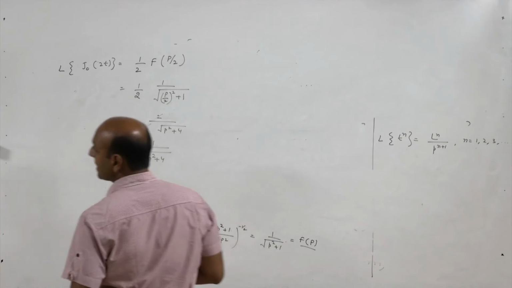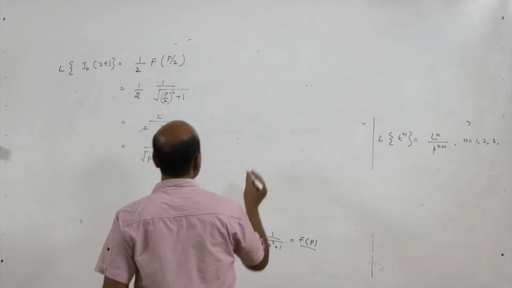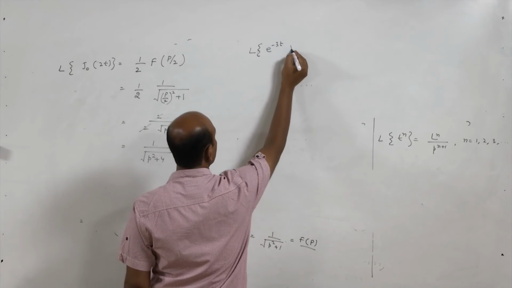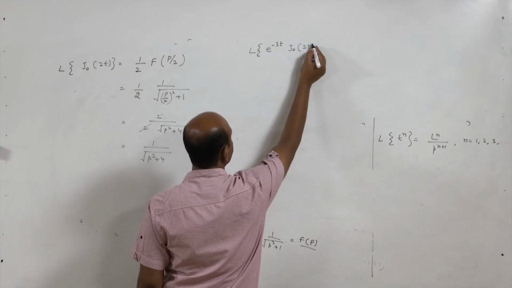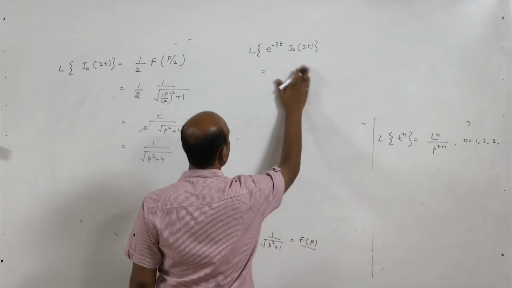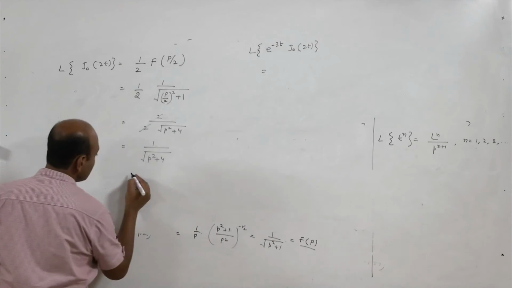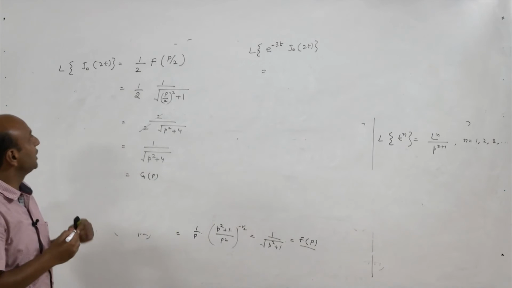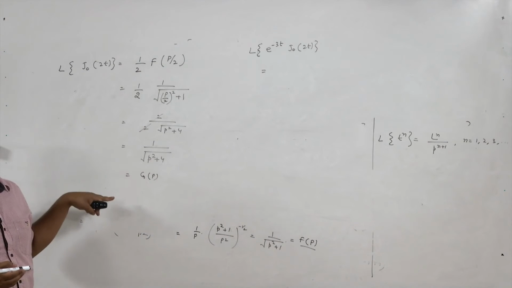So, what will be the Laplace transform of e to the power minus 3t times J0(2t)? This will be equal to... Now, let us suppose this, the Laplace transform of J0(2t), is G(p).